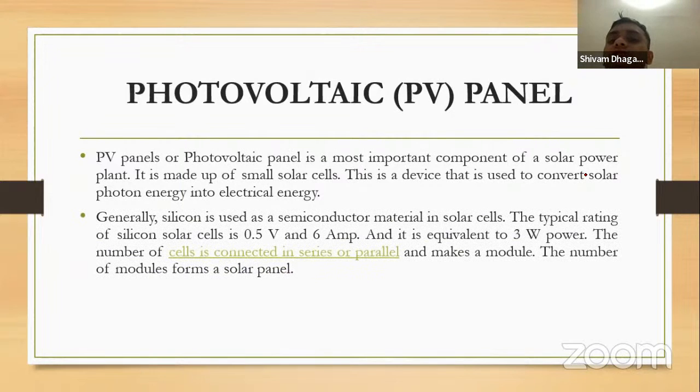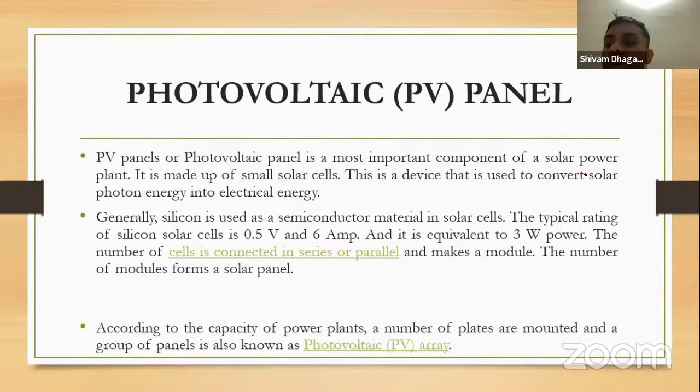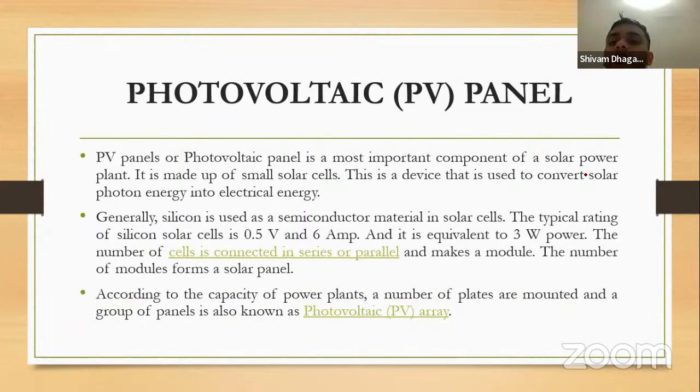Generally, silicon is used as a semiconductor material in solar cells. The typical rating of silicon solar cells is 0.5 volt and 6 amps, which is equivalent to 3 watt power. A number of cells are connected in series or parallel and make a module. A number of modules form a solar panel. According to the capacity of the power plant, a number of panels are mounted and a group of panels is known as a photovoltaic array. What we see actually is the photovoltaic, those blue panels.